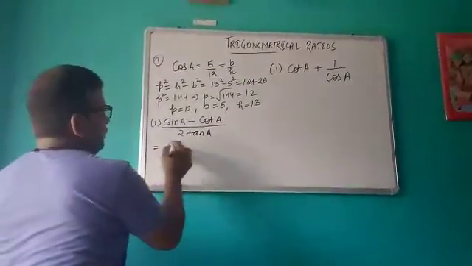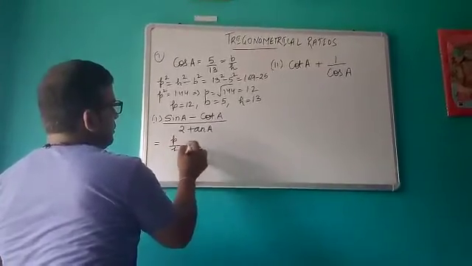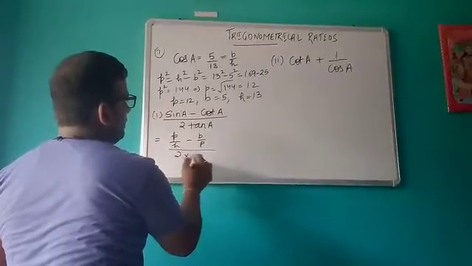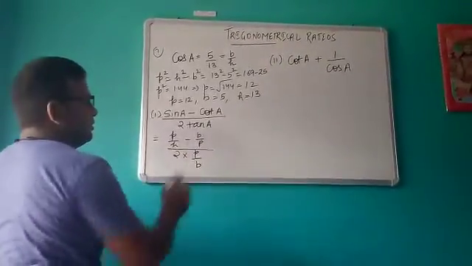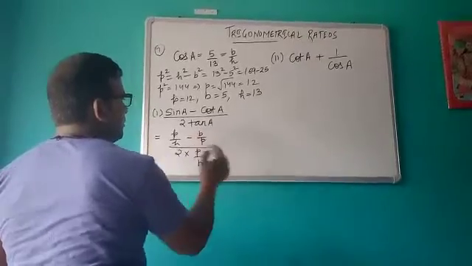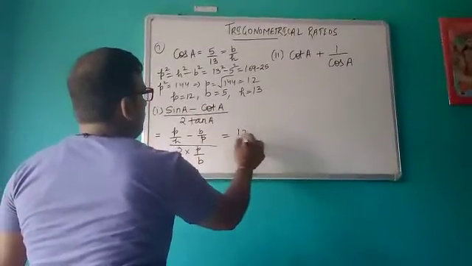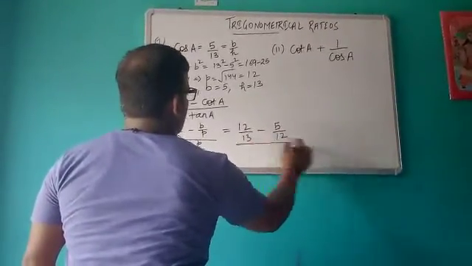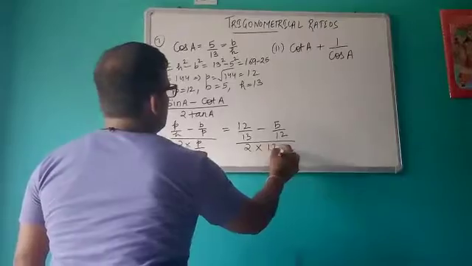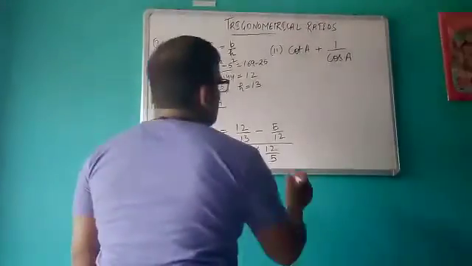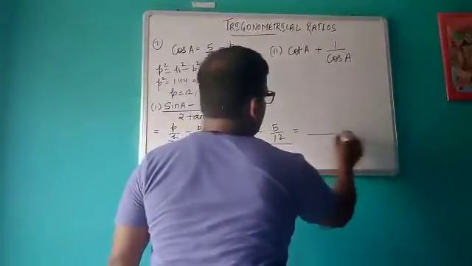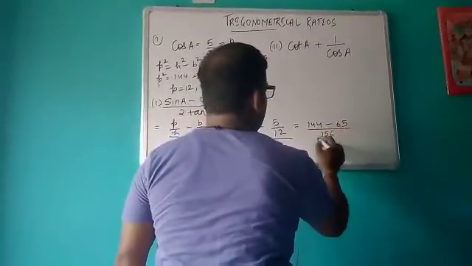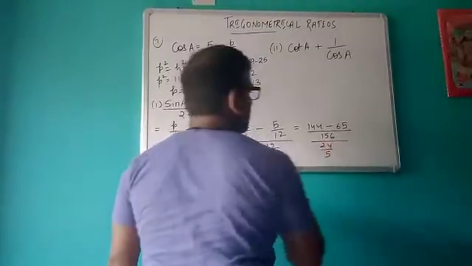So what is sine? We know P upon H. What is cot? B upon P. What is tan? P upon B. So what was our P? 12 upon 13 minus 5 upon 12 upon 2 into 12 upon 5. So when you calculate, what will you get? First you will take the LCM here. LCM is 156. So it is 144 minus 65 upon 24 upon 5.